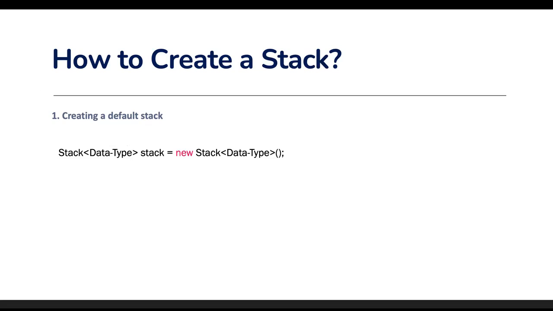One is the default constructor. Here we can provide Stack and the data type. This is nothing but the generic, meaning what type of data we want to insert inside the Stack class, and then the object equals new Stack with the same data type. So here it is a default constructor.